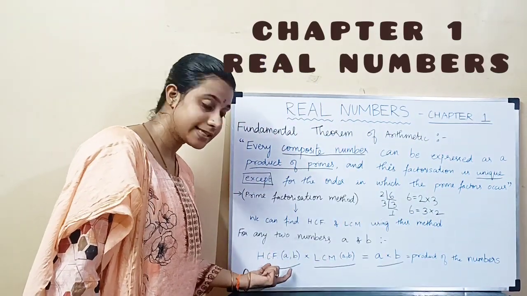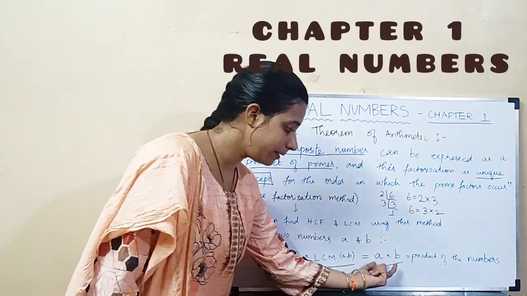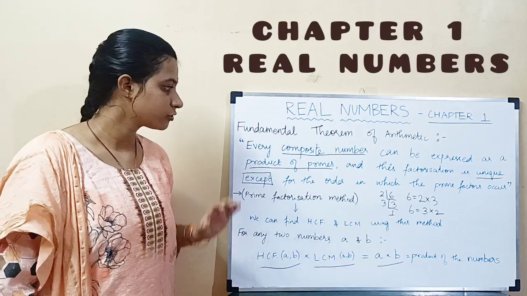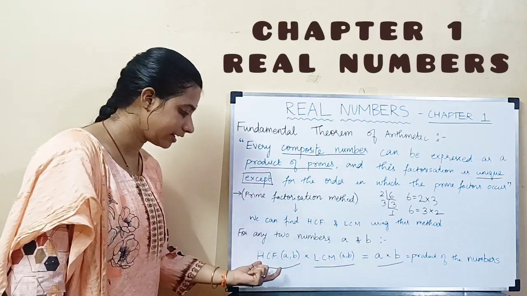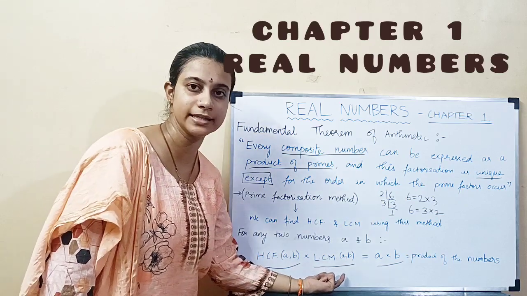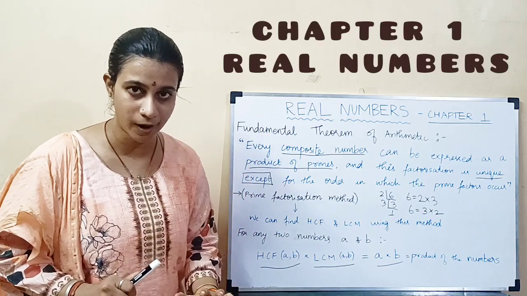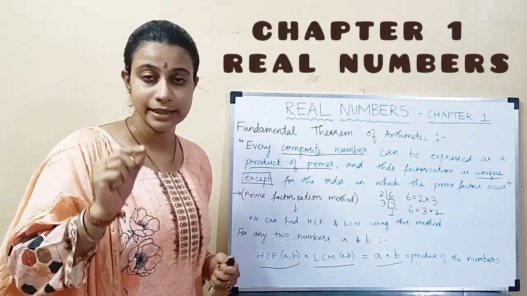That is, HCF of A comma B into LCM of A comma B will be equal to the product of the original numbers. So this is what it is all about: the fundamental theorem of arithmetic and the relation between HCF and LCM of the numbers.